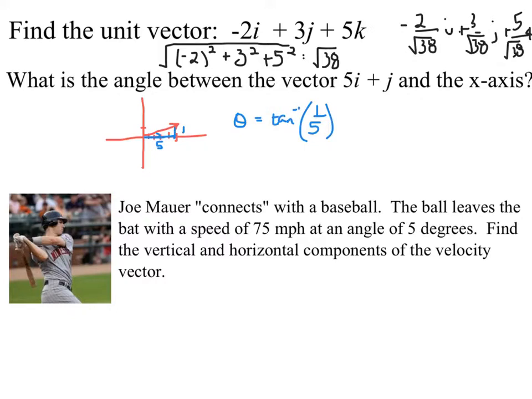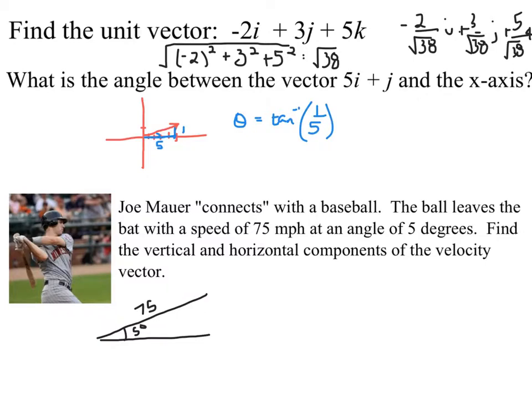Joe Mauer connects with a baseball. I'm being, of course, a little funny here in that the ball is only leaving with a speed of 75 miles an hour at an angle of 5 degrees. So it's definitely not a connection in that this is not heading out of the ballpark. Find the vertical and horizontal components. If you'll recall from the work we've done, the speed is our hypotenuse. This is the speed off the bat. It is coming at only 5 degrees.